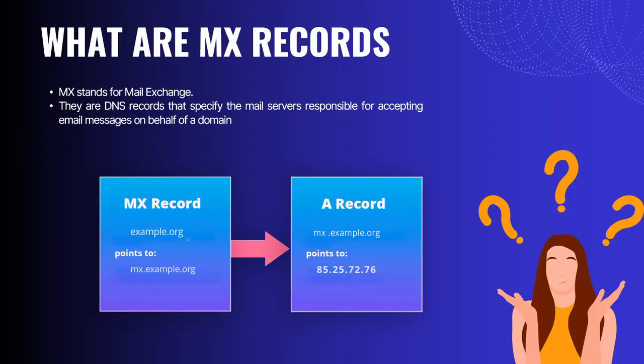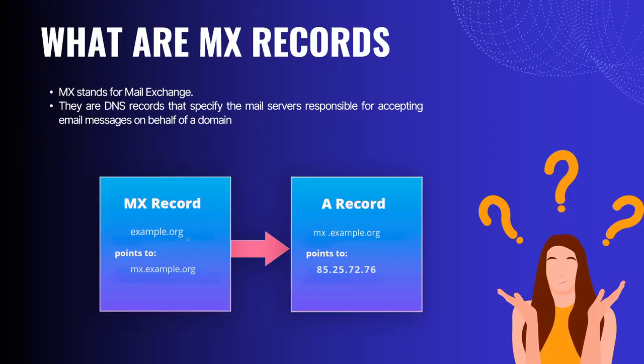In this example, you can see an example MX record, and our domain is example.org. The MX record is mx.example.org. Simply, that means the example.org domain's mail exchange record is mx.example.org. And you can see mx.example.org's IPv4 address is 85.25.72.76.